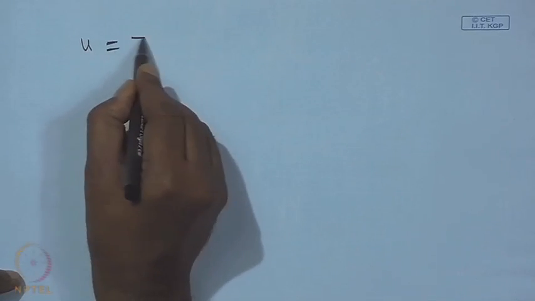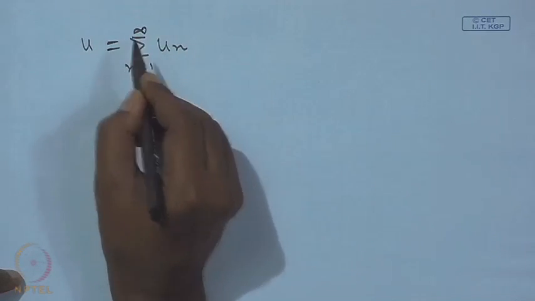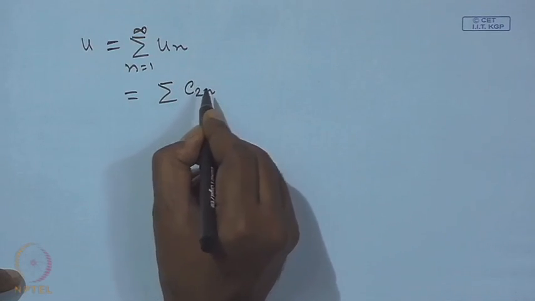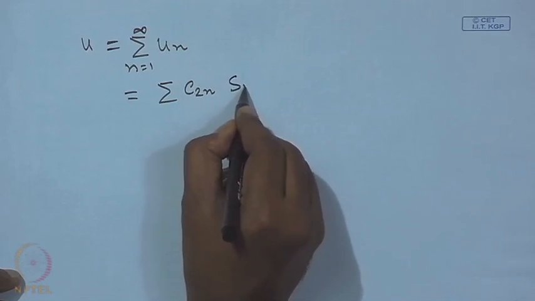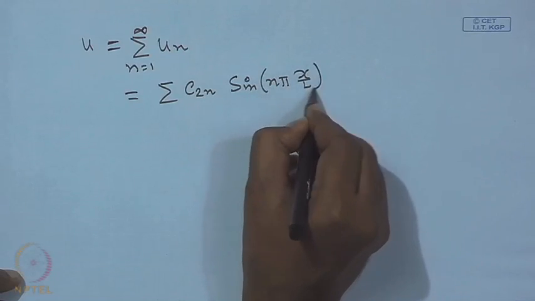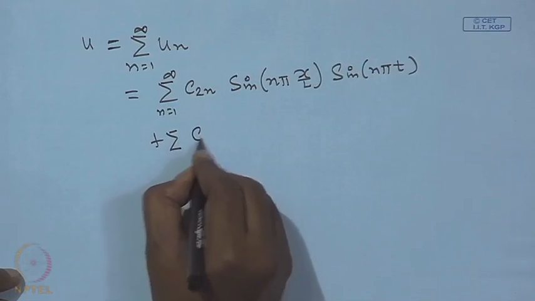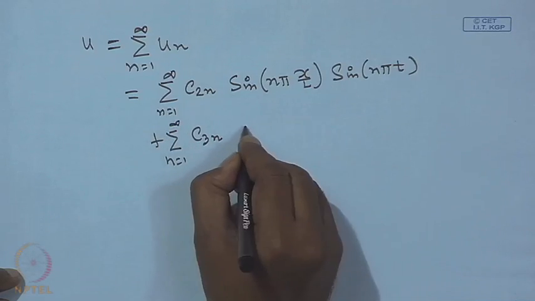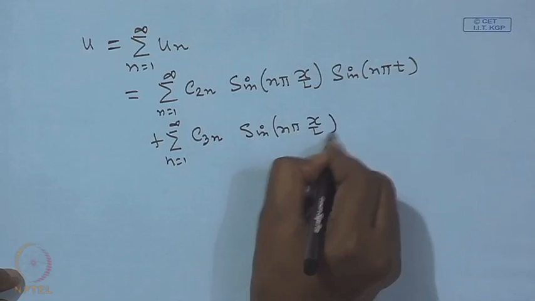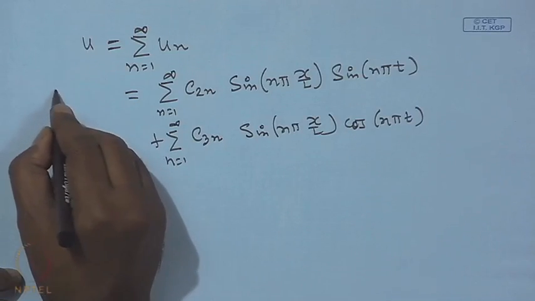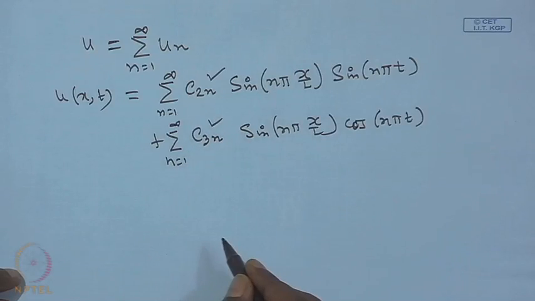Now, the solution u will be composed as a linear superposition of all the solutions. So, u(x, t) becomes the summation from n = 1 to infinity of C2n sin(nπx/L) sin nπt, plus the summation from n = 1 to infinity of C3n sin(nπx/L) cos nπt. Now, the complete solution is ready, and only the two constants C2n and C3n need to be evaluated.